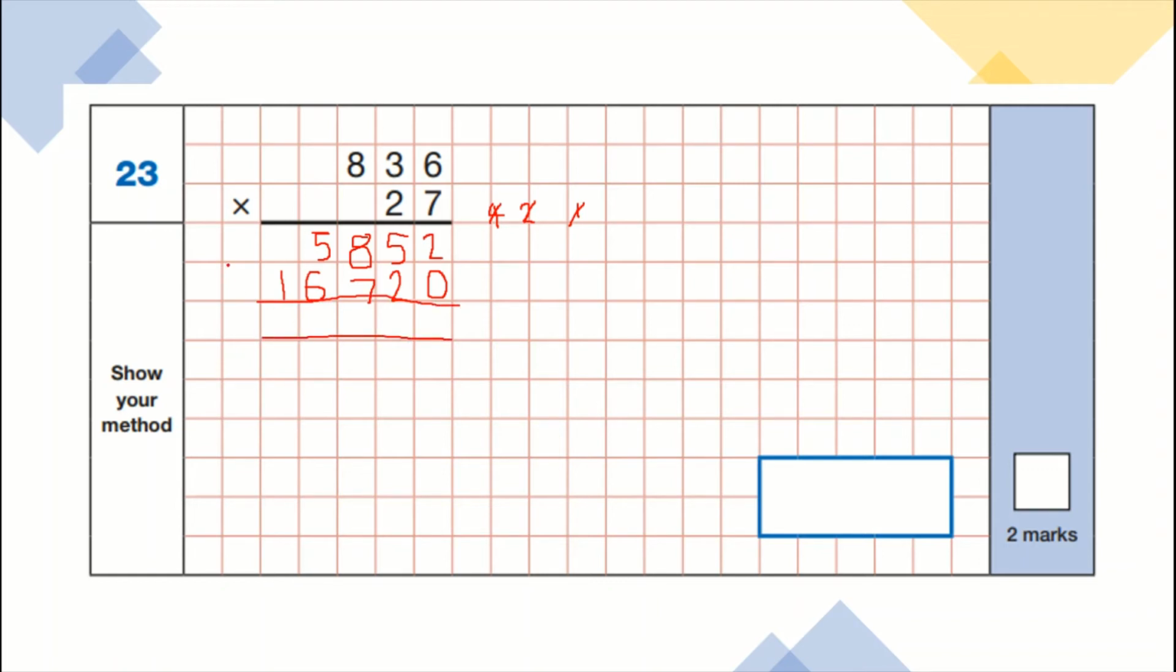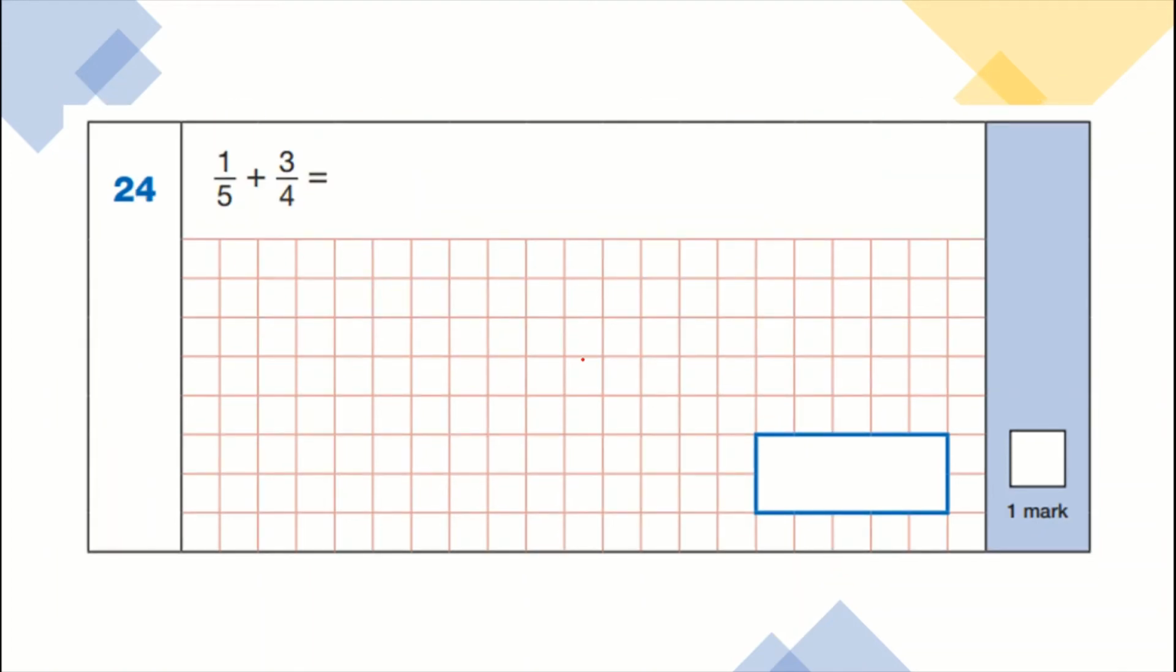Step 2 is to add them together now. 2 plus 0 is 2. 5 plus 2 is 7. 8 plus 7 is 15. 6 plus 5 is 11. Remembering that 1 is 12. 1 plus 1 is 2. 22,572.